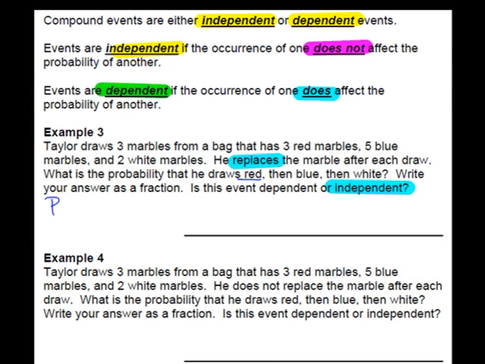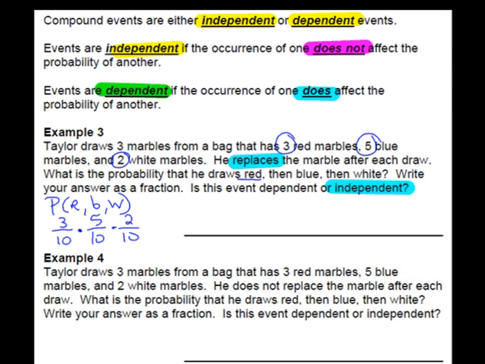So the first thing we're looking at here says, I've got to find my probability that he is getting a red marble, then a blue marble, and then a white marble. So the probability of getting red, well, there are 3 red marbles out of a total of 10 marbles, times my blue marbles. I have 5 of those out of 10 marbles in the bag because my bag has not changed, times there are 2 white marbles out of 10 marbles.